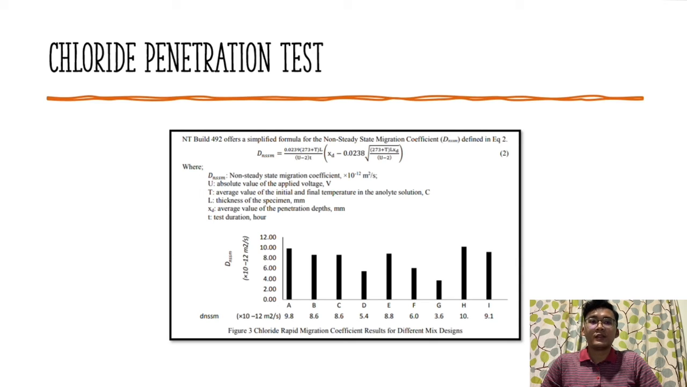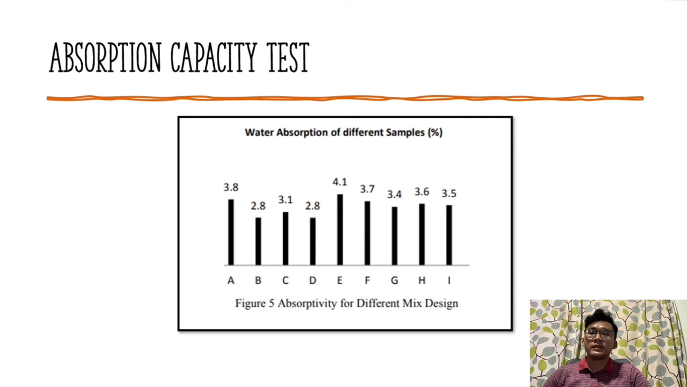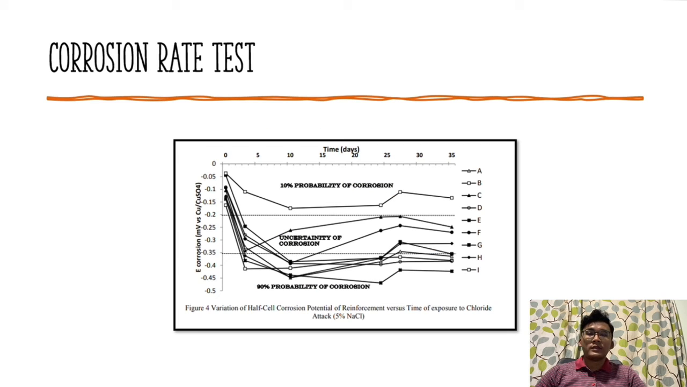in mix G and D shows a lower value of diffusion coefficient than the mixes containing OPC denoted as A, H, and I. Next is the absorption capacity test. From the figure, it shows that mix design E has higher water absorption compared to the other mixes. And lastly, the corrosion rate test. It is clearly visible that the corrosion potential, which represents the corrosion activity in the specimen, decreases adequately with the use of the pozzolan.